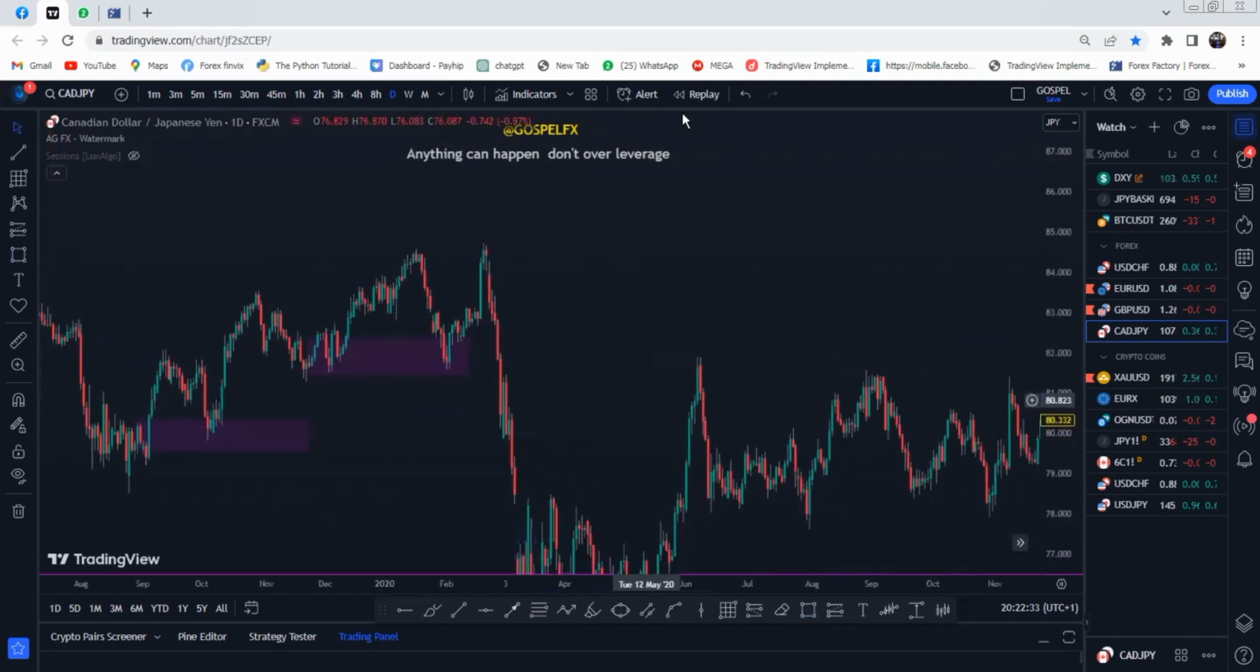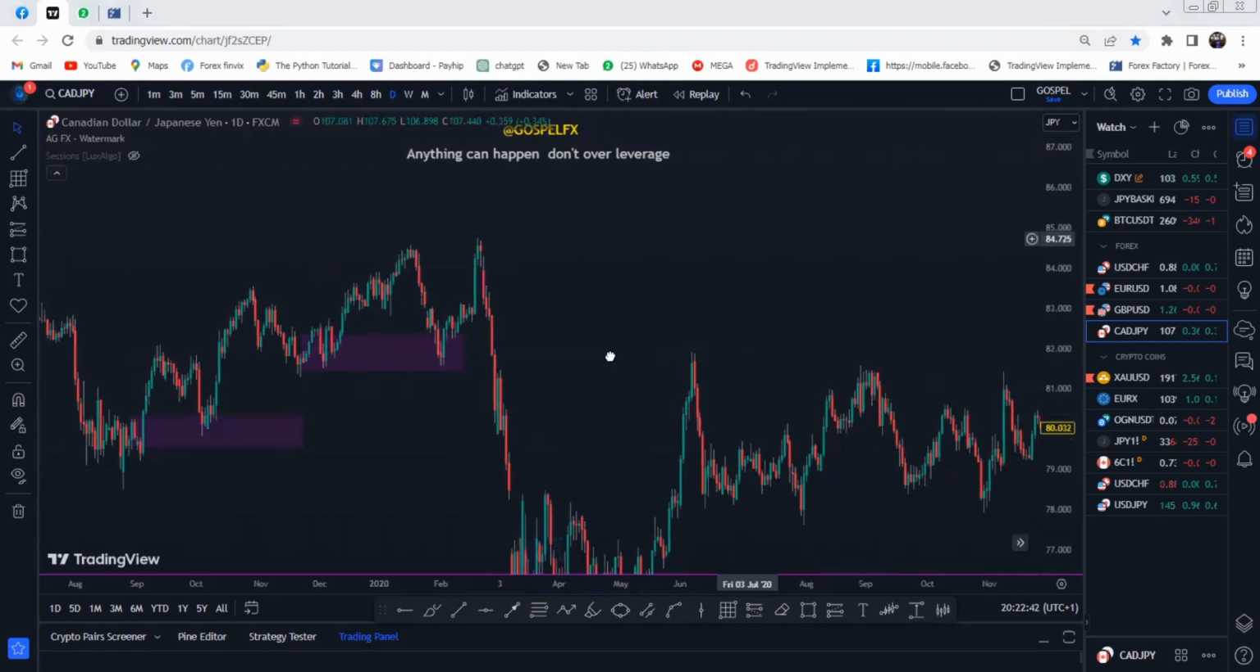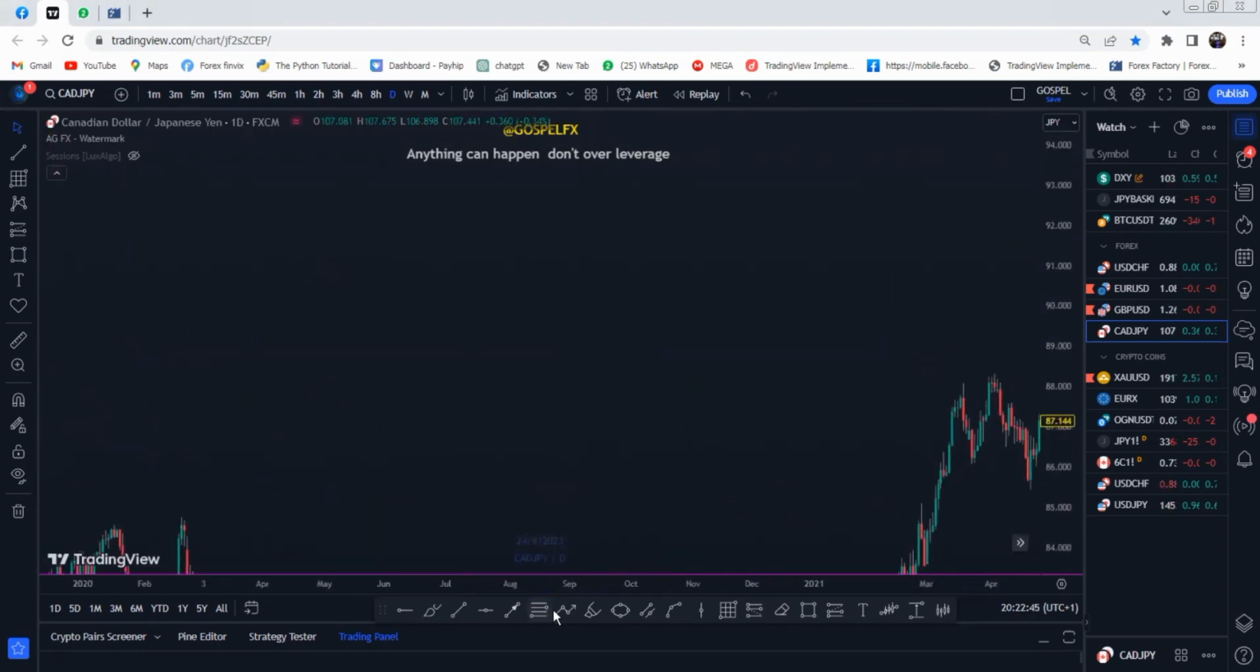Now, there are rules to marking your supply and demand zones. Like I said, for a supply zone to be valid, it must break structure down, like this. There should be a break of structure like this. I'm trying to keep this as simple as possible, not too advanced, so that you can understand it clearly.